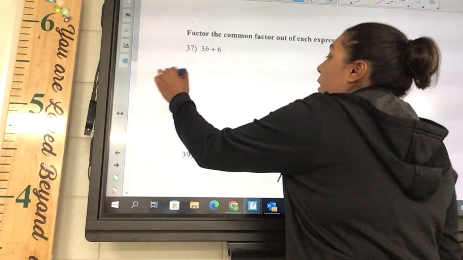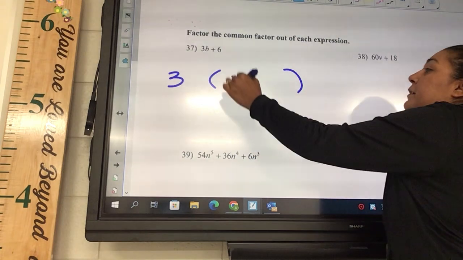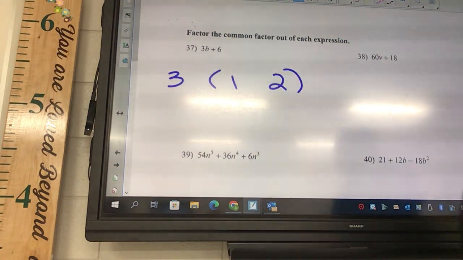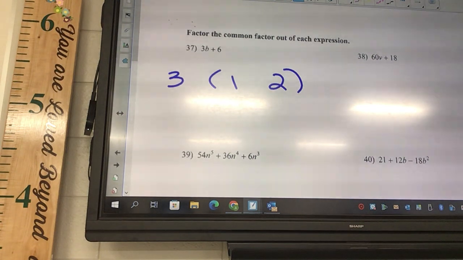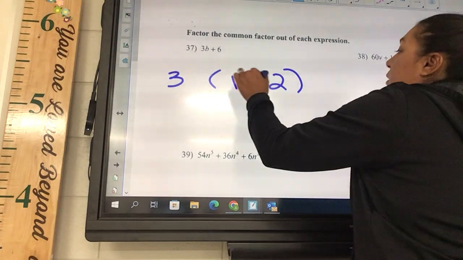Okay, so that means we can pull out a 3. Okay, what is 3 divided by 3? 1. 6 divided by 3? 2. Okay, my first guy, he's got 1B. My second guy, he's got none. So how many can I pull? None. So put him back where he goes and put the plus sign.